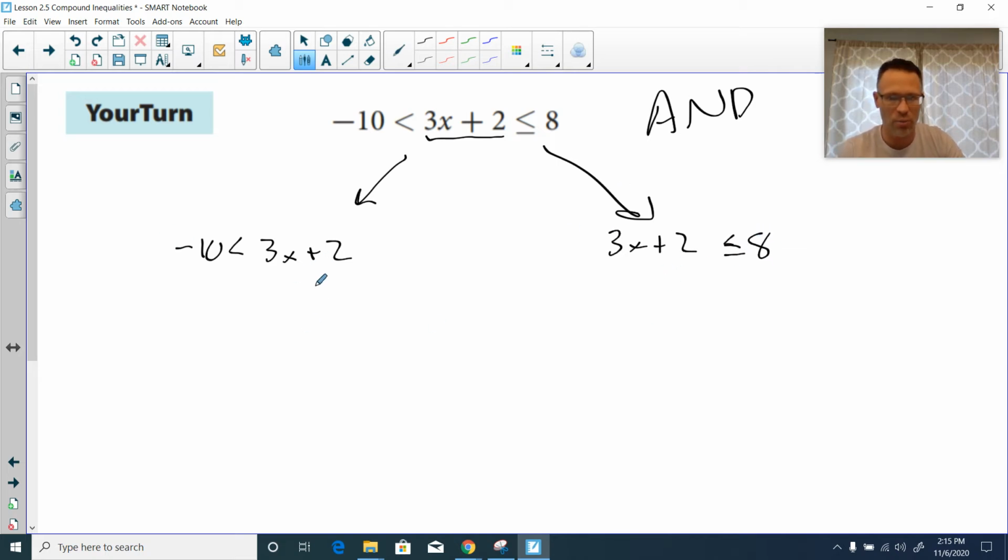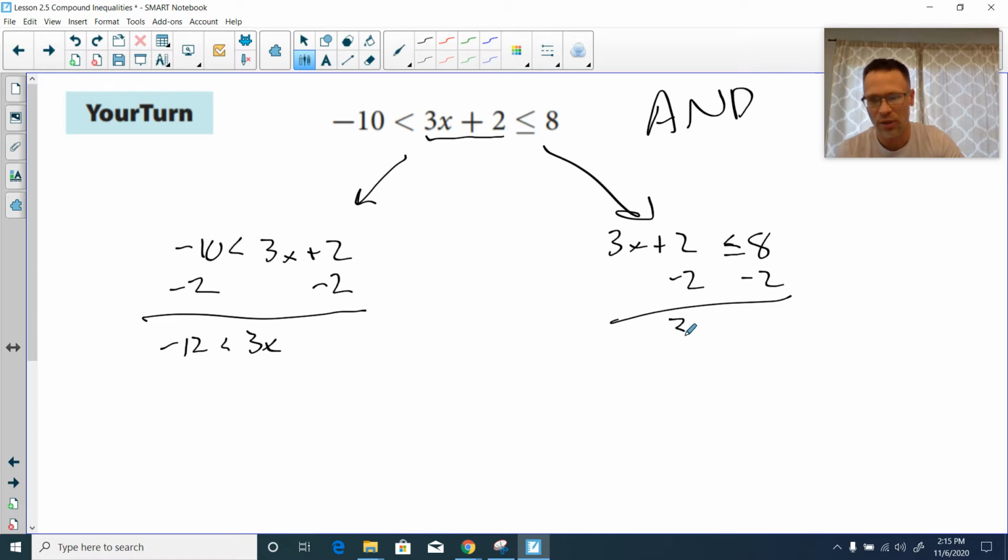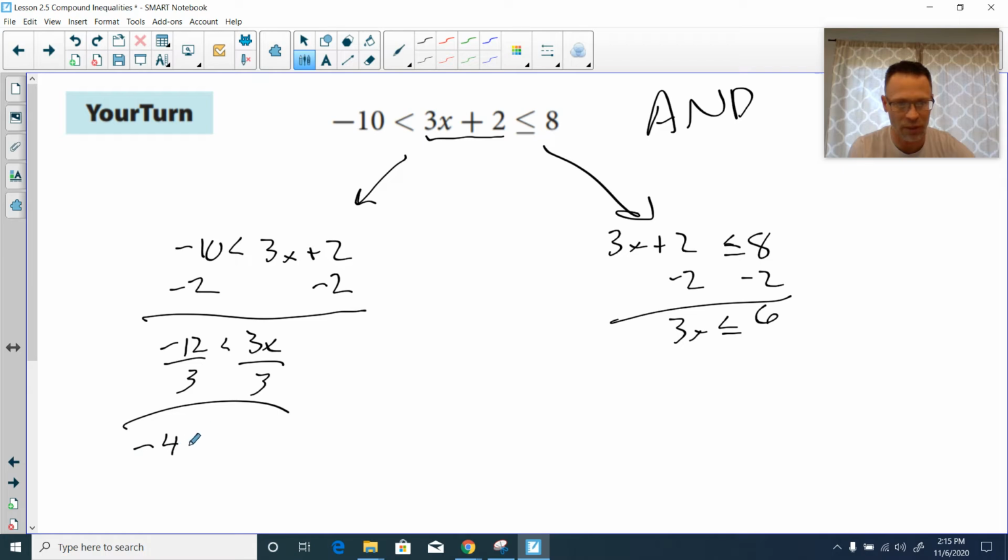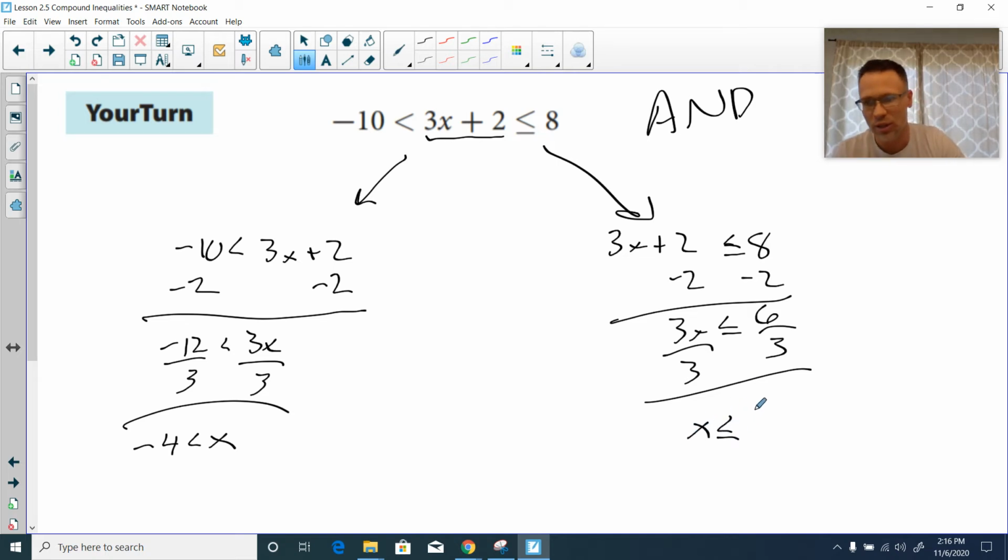So the steps are the same for both. Subtract 2, subtract 2. I get negative 12 is less than 3x. Same thing, subtract 2, subtract 2. 3x is now less than or equal to 6. Divide by 3 on both sides. I do not flip the sign because it's not negative. I get negative 4 is less than x. And divide by 3 over here. Again, it's not negative, so I get x is less than or equal to 2. Those are my two inequalities.